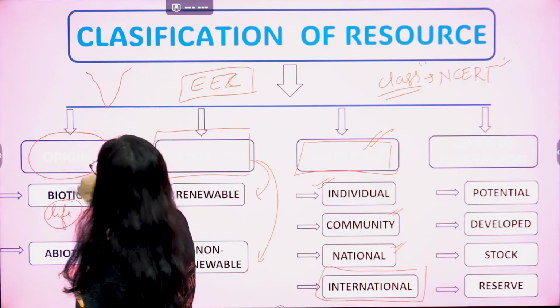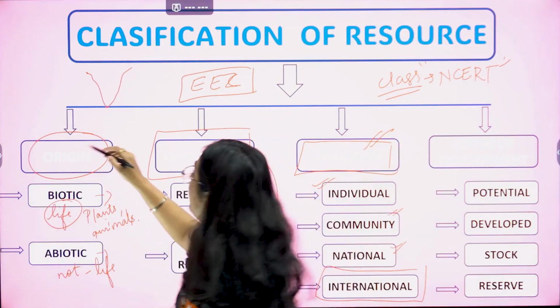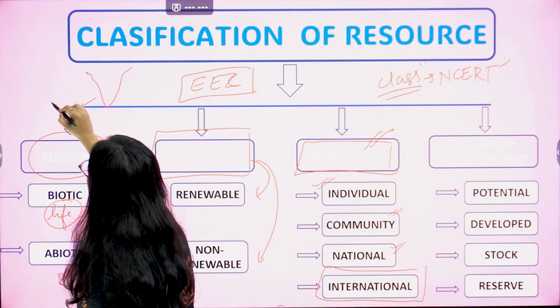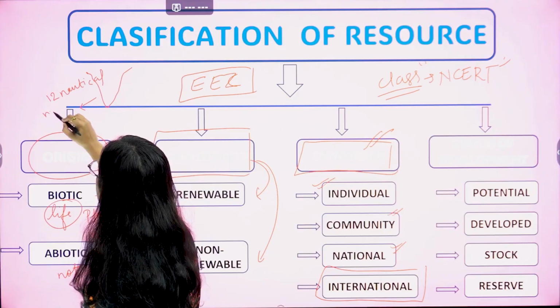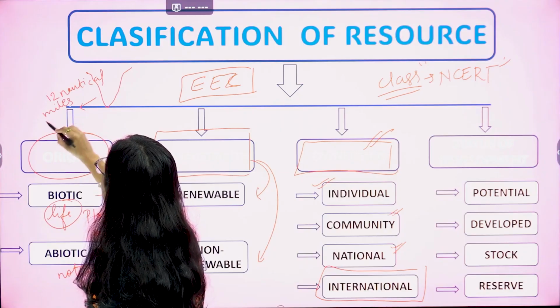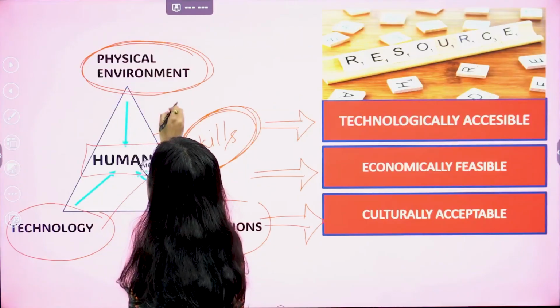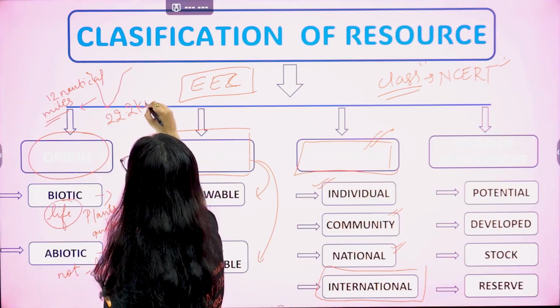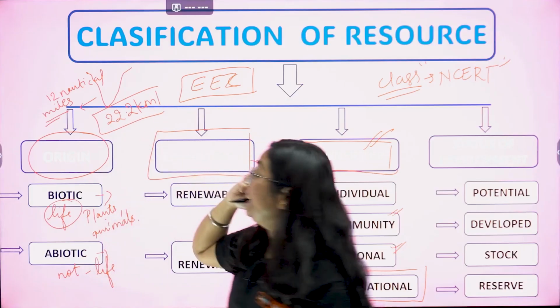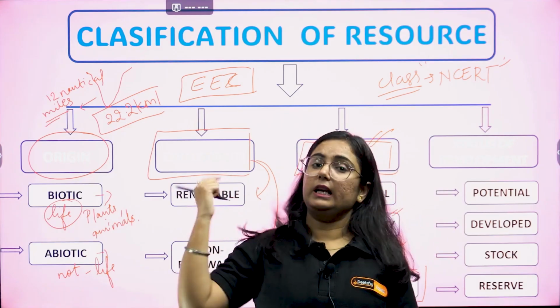For an example, this is the Peninsula of India. Okay, in this Peninsula of India, about 12 nautical miles will be under the ownership of India. Do you know how much is 12 nautical miles? It is 22.2 kilometers. It is 22.2 kilometers in which India has its ownership.